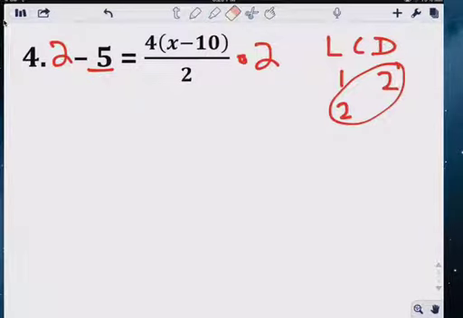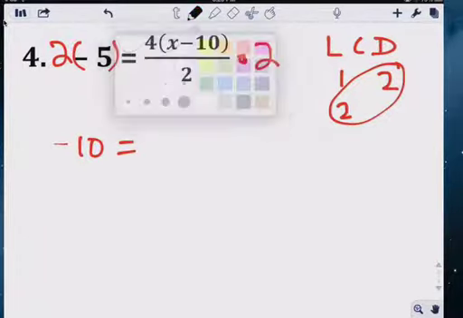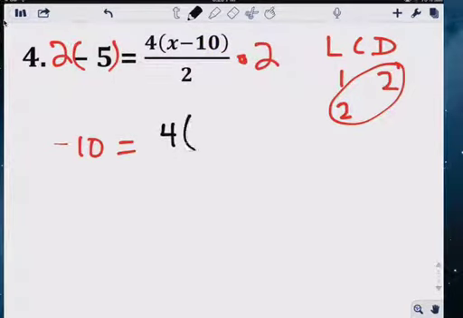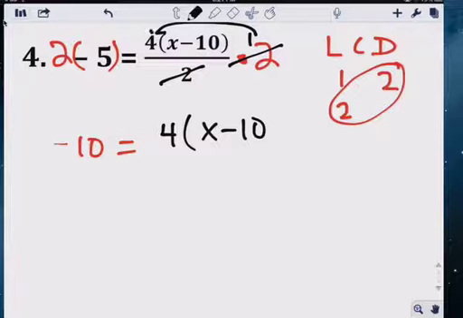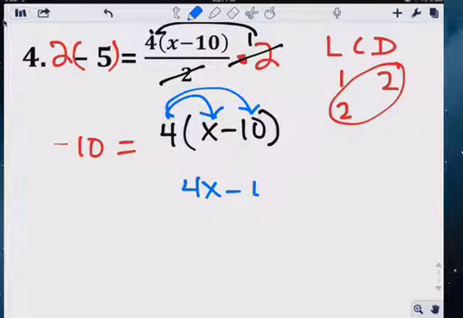Let's get rid of this 1 now. Same thing, right? And let's multiply that. That gets you negative 10 equals 2. Okay, that gives you 4 parentheses x minus 10. This cross cancels out to be 1. 1 times 4 is just the 4. And x minus 10 stays x minus 10. Distribute that to that and that to that. That gives you 4x minus 40 equals negative 10.